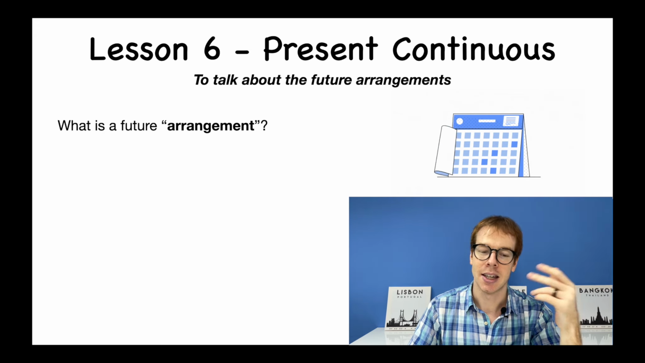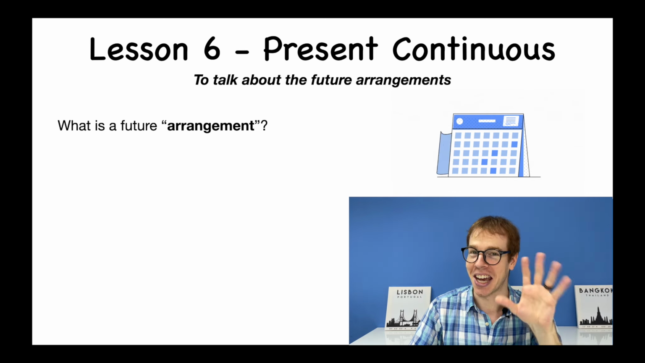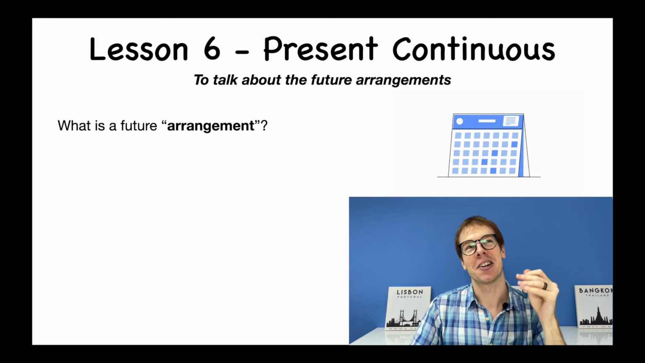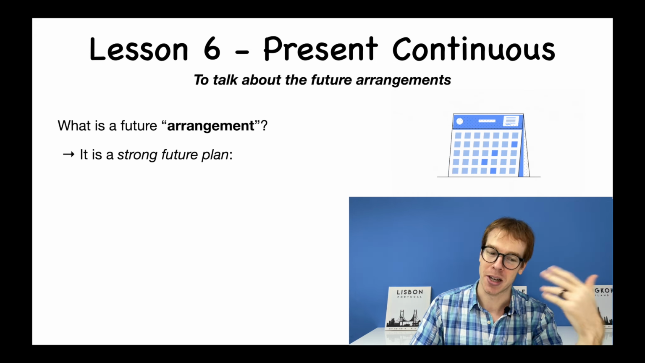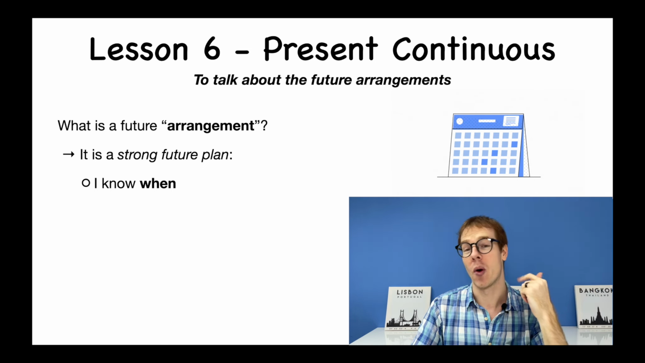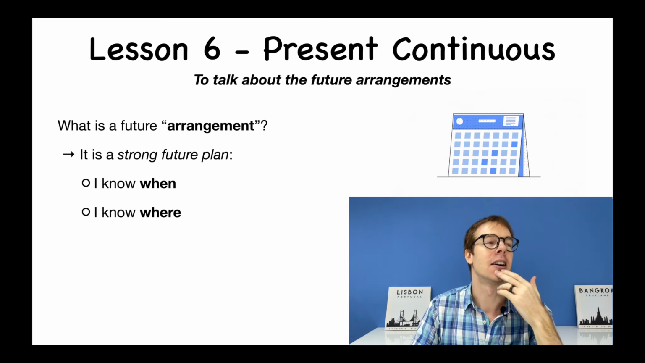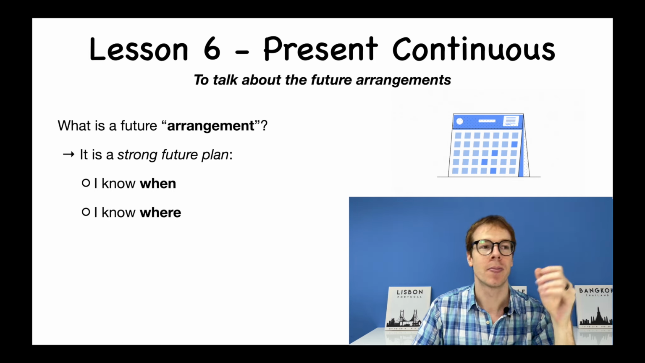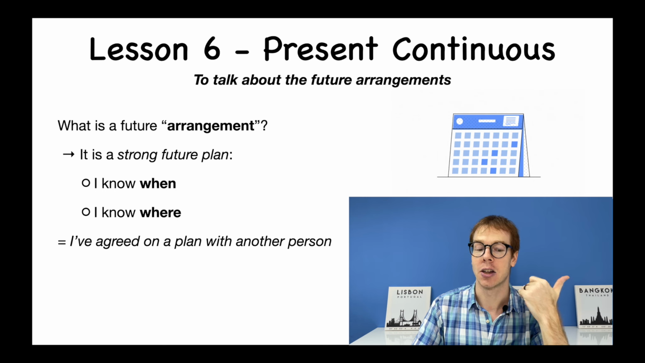So what is it? Again, when I say the word arrangement, you see here I have my calendar. Calendars are where we put our future arrangements. And that's what a future arrangement is. It's something that's a strong future plan. I know when it's going to happen. Okay, 2 p.m. tomorrow. I know where it's going to happen, at the mall, at the shopping mall, at our school, at the park. It can be anywhere, but I know where, I know when.